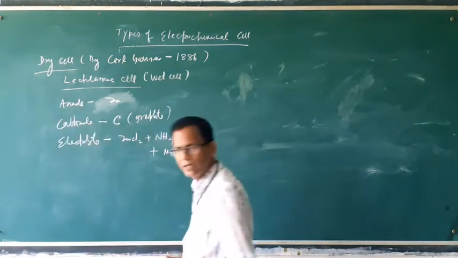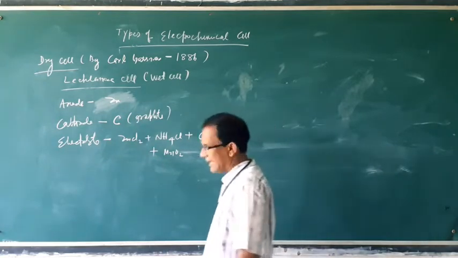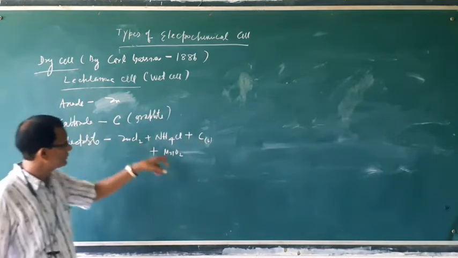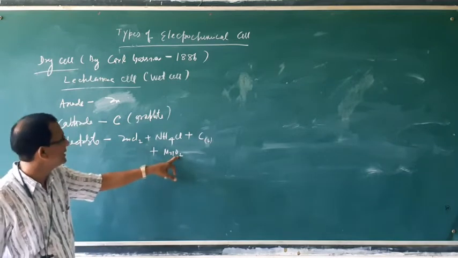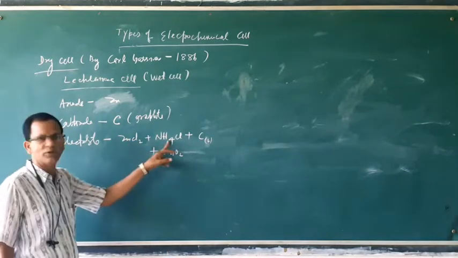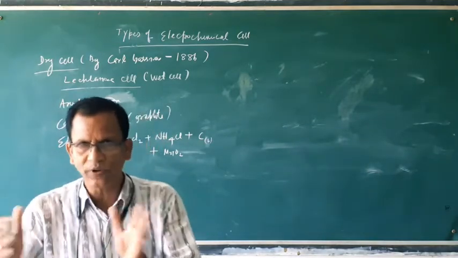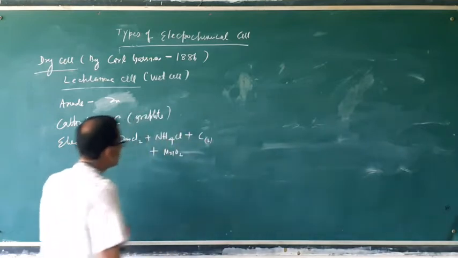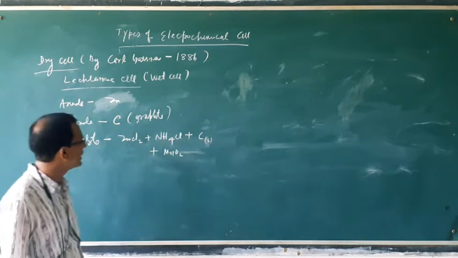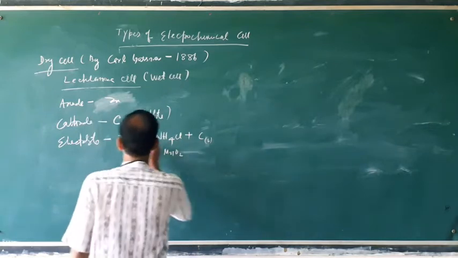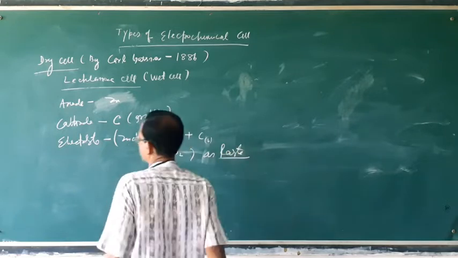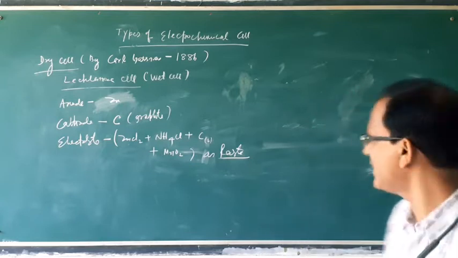They are not taken in one place. Around the carbon rod, which acts as a cathode, a paste of manganese oxide and carbon powder is taken. Then a mixture of zinc chloride and ammonium chloride is taken. So in different layers, different compositions are taken, but all take part in the reaction. They are taken in the form of different pastes.